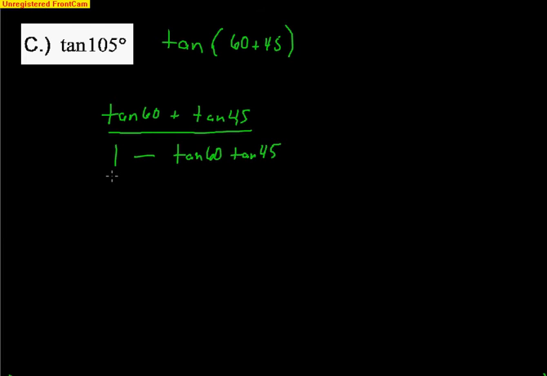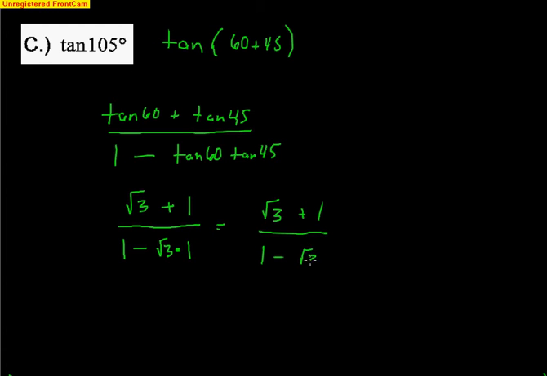So tangent of 60 degrees, if you're looking at your unit circle, is radical 3. Plus tangent of 45 degrees is 1. That worked out nice. On the bottom, I have 1 minus tangent of 60 degrees, which is radical 3, times tangent of 45 degrees, which is 1. Do that multiplication first on the bottom, so make sure you multiply first. Radical 3 times 1 is radical 3, so I get 1 minus radical 3.